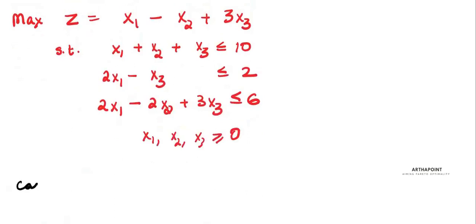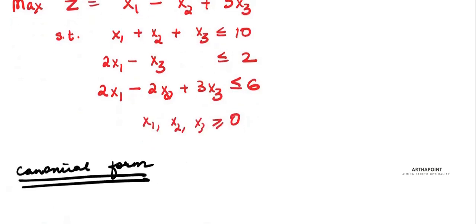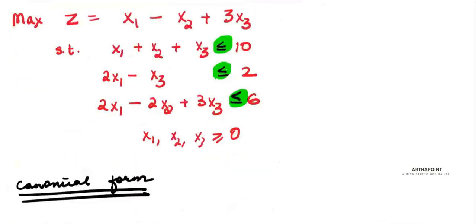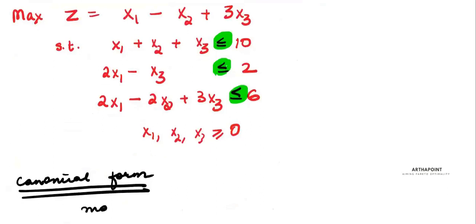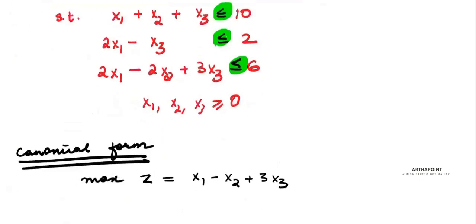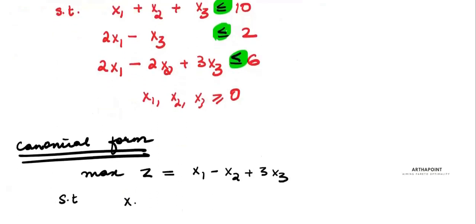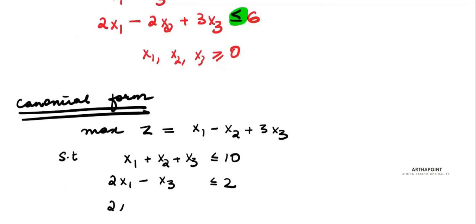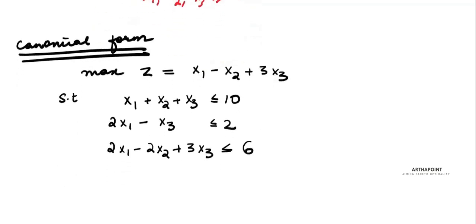So the first thing is we will convert this in the canonical format. So canonical, if it is max, it remains max. If it is min, it remains min. And because all of these are already less than equal to, I have to do nothing. This is already in its canonical format. So in max, I want all the constraints to be less than equal to. Here, all the constraints are already less than equal to. So my canonical form simply remains the same. Maximize z is equal to x1 minus x2 plus 3x3. Subject to my constraints also remain the same. x1 plus x2 plus x3 less than equal to 10. Second is 2x1 minus x3 less than equal to 2. Third is 2x1 minus 2x2 plus 3x3 less than equal to 6. This is my canonical format. Nothing changes in this case.